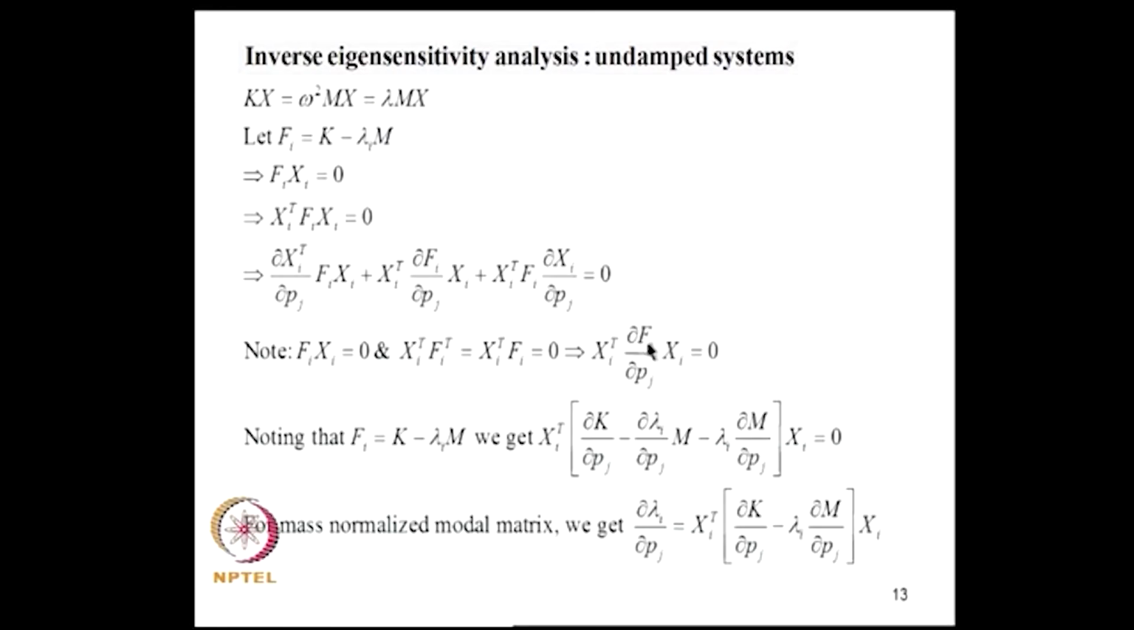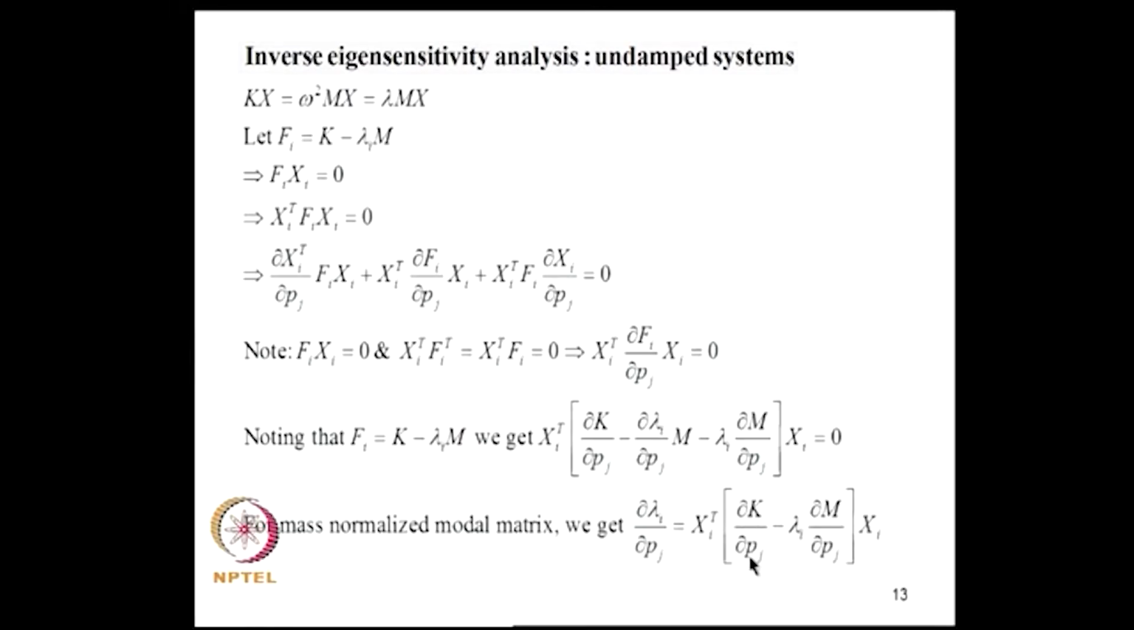equation. Now, Fi is basically K minus λ M, and to find ∂Fi/∂pj I have to differentiate this, that will be ∂K/∂pj minus ∂λi/∂pj into M minus λi into ∂M/∂pj equal to 0. So, now I have the required quantity ∂λi/∂pj here, and I take it on the other side, I have the required expression for the sensitivity of the ith eigenvalue. This is known, this is from the mathematical model, and this you can differentiate and find out.